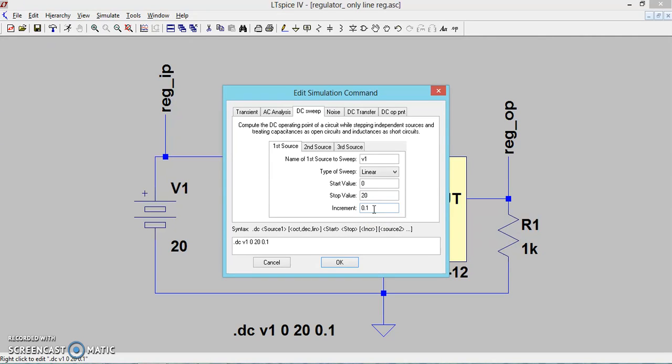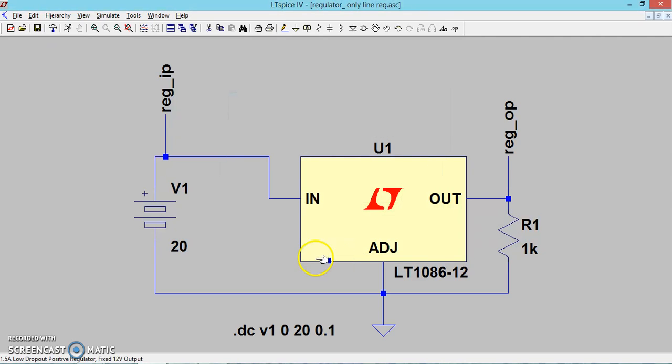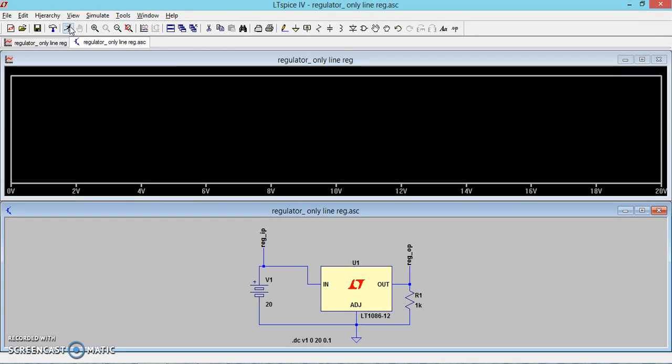The x-axis is varying from 0 to 20 in steps of 0.1. That means for every 0.1 volt increment we can see what the output voltage is, so that we can clearly see the graph. So now we can see the circuit diagram is done. This is a voltage source. By this simulation command, we are varying the voltage source V1 from 0 to 20 in steps of 0.1 volt. The load is connected with a 1K resistance. Let me just simulate and see.